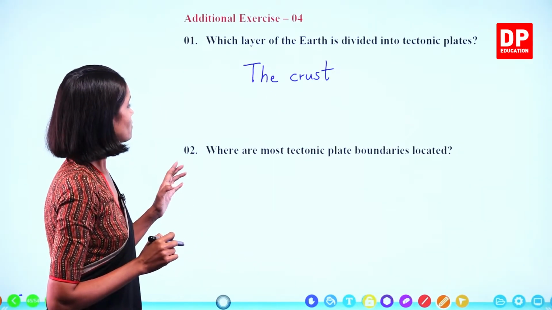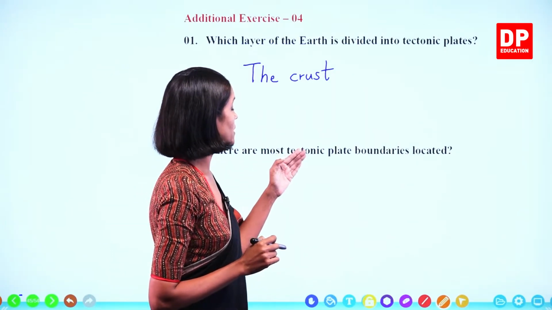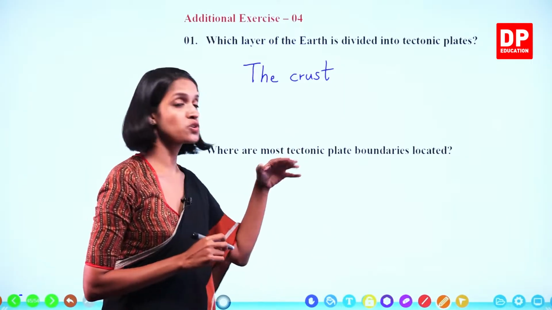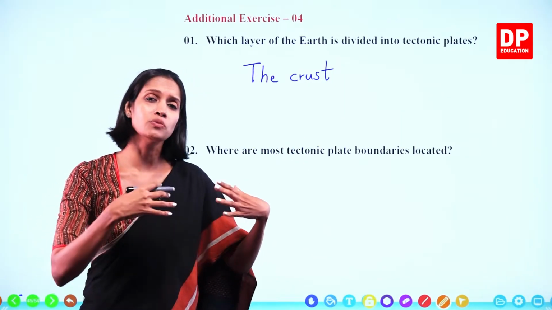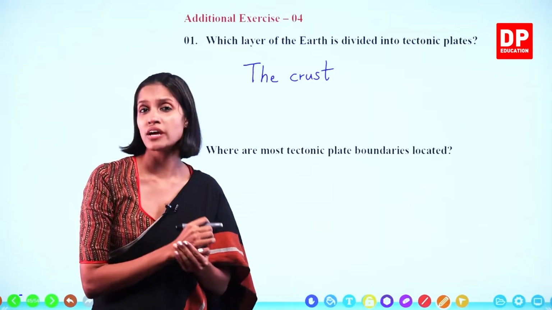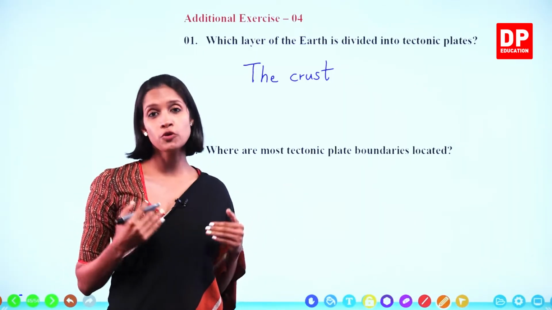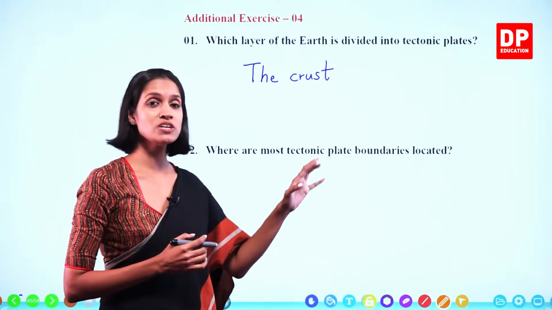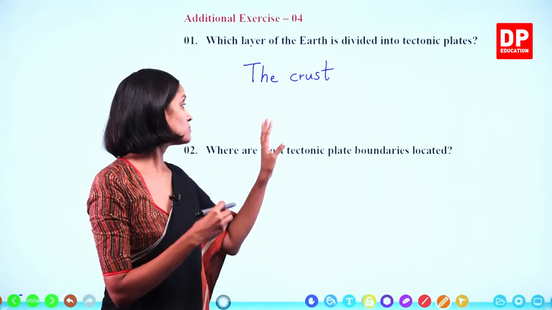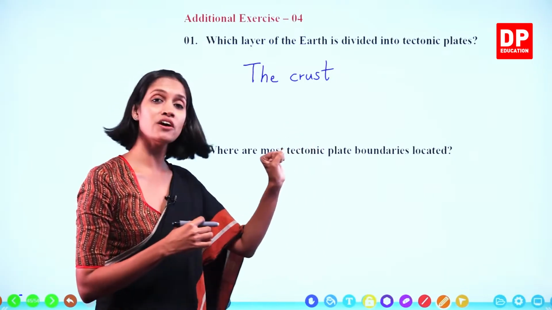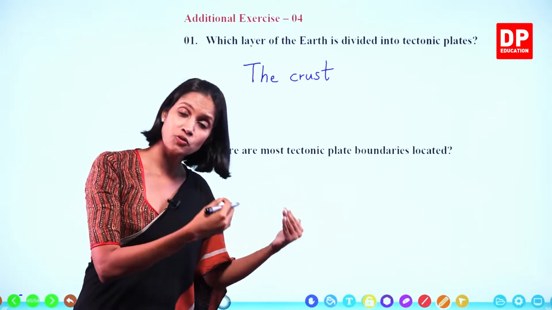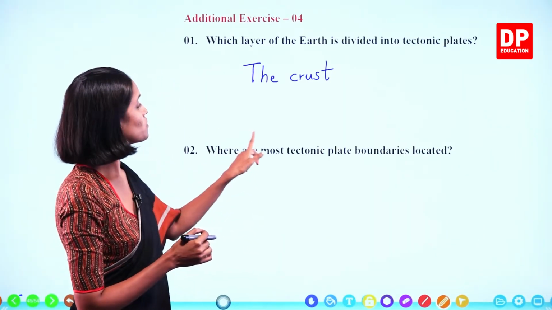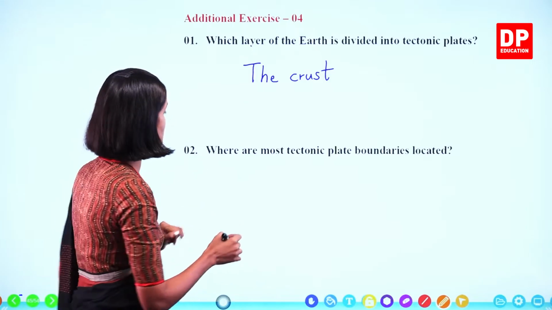Number 2. Where are the most tectonic plate boundaries located? The tectonic plate boundaries or tectonic plate margins most of the time located where, children? At the bottom of the oceans, right? At the bottom of the oceans, and sometimes they are present on the land also. Those times we can observe them clearly. Okay, so where are most tectonic plate boundaries located?